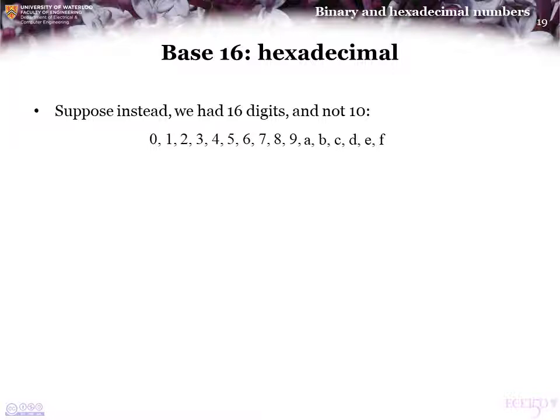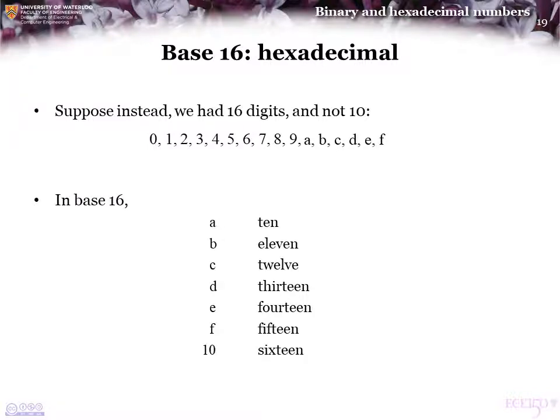So here we have 16 unique digits, and 9 represents 9, A represents what we consider to be 10 things, B represents what we consider to be 11 things, C is a dozen, D is 13, and F is 15. Consequently, 10 represents 16 objects. Just like 10 in decimal represents 10 objects, 10 in binary represents 2 objects. So 10 in base 16 or hexadecimal represents 16 objects.